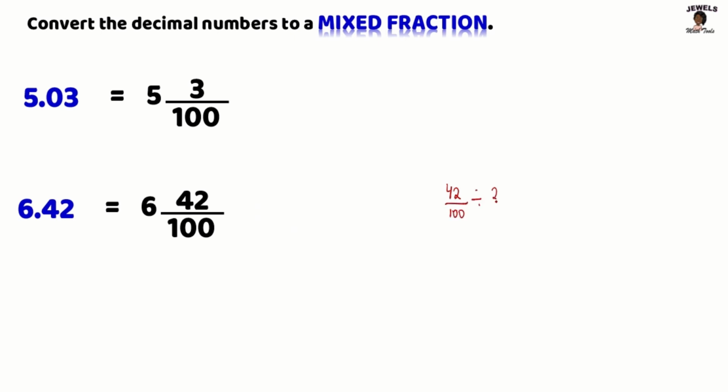Both 42 and 100 can be divided by 2. 42 divided by 2 will equal 21, and 100 divided by 2 is equal to 50. Now that we have reduced this fraction to its simplest form, we're going to rewrite the fraction, remembering to put the 6 back. Do not leave off your whole number. Whenever you simplify a fraction and there's a whole number part, remember to always write the whole number part back. So our fraction in its simplest form would be 6 and 21/50. So there you have it.